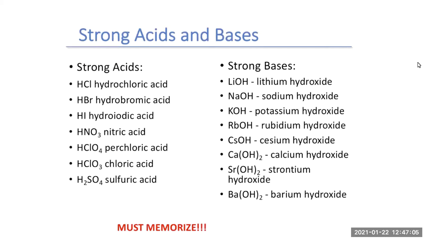And just a reminder of what the strong acids and strong bases are. Strong acids are on our list here, such as HCl, HBr, HI, nitric acid, perchloric acid, and sulfuric acid. Strong bases are the hydroxides of group 1, such as lithium, sodium, potassium, rubidium, cesium, and also some of group 2, calcium hydroxide, strontium hydroxide, and barium hydroxide.